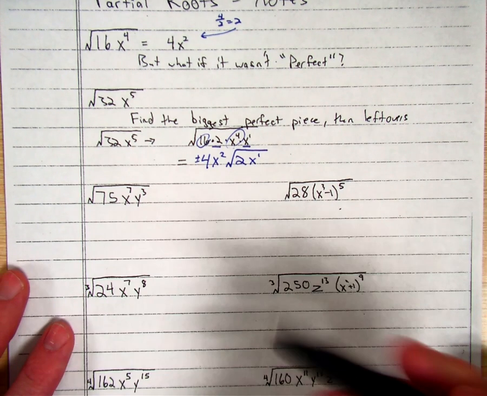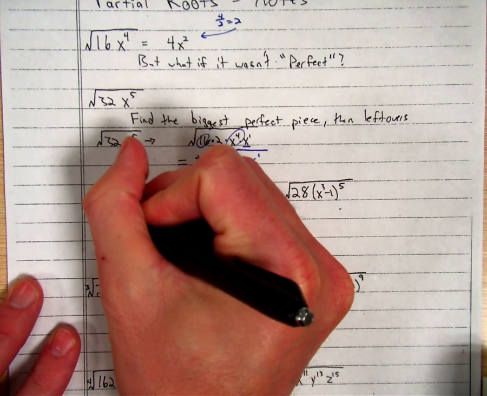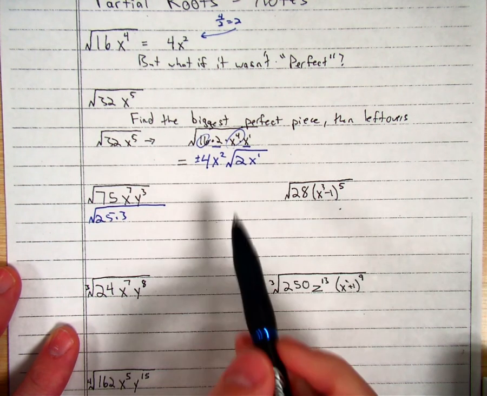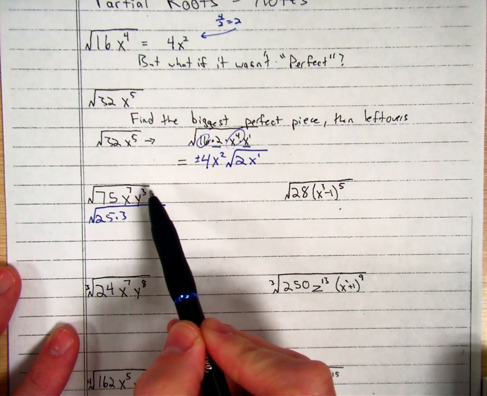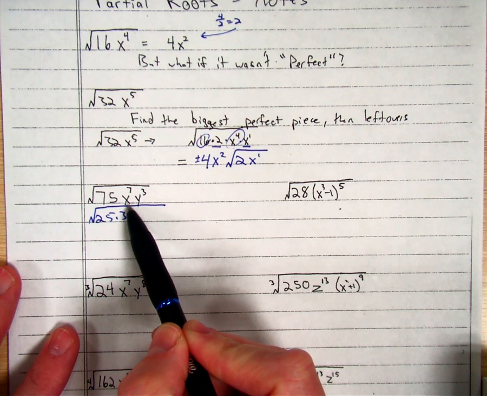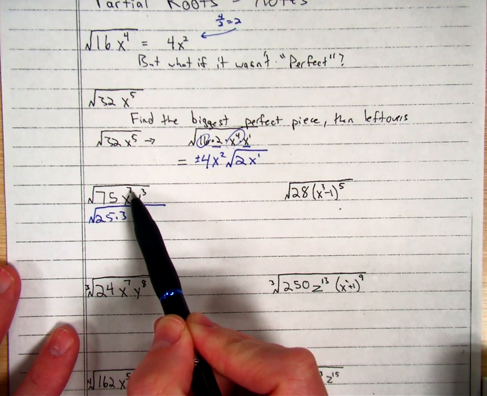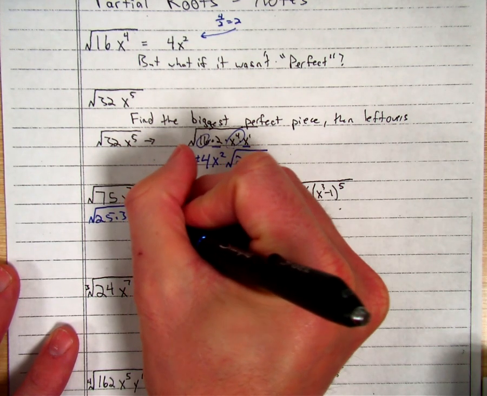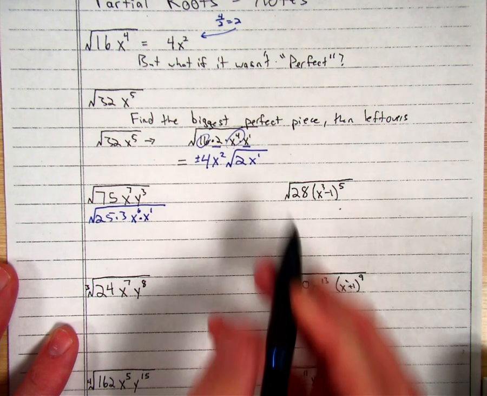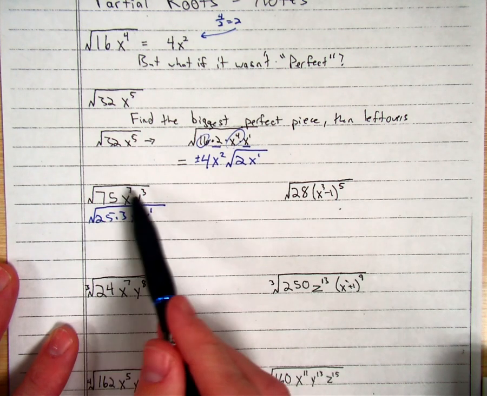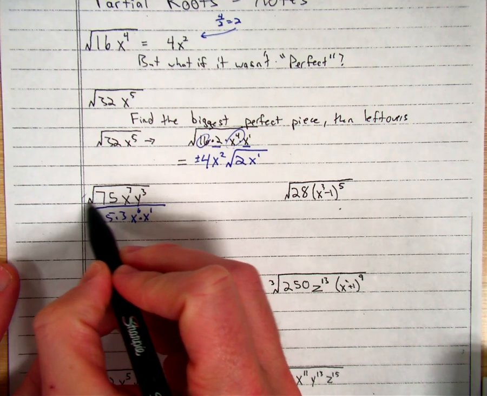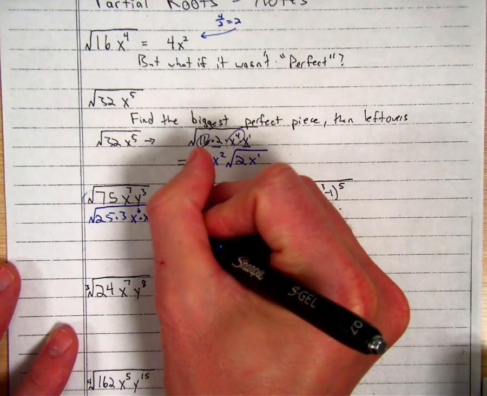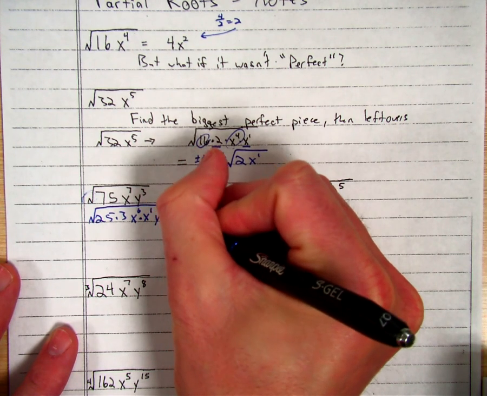So 75, we're going to split that up into 25 times 3. Okay, x to the seventh, we're going to split that up into x to the sixth times x to the first. Okay, 7 does not divide nicely with 2. So we're going to go x to the sixth and x to the first. 3 also does not divide nicely by 2. Remember, if there's no number on your root, it's going to be a square root or a second root or a 2 out there. And then we'll go y to the second, y to the first.